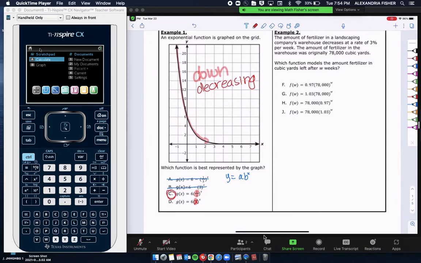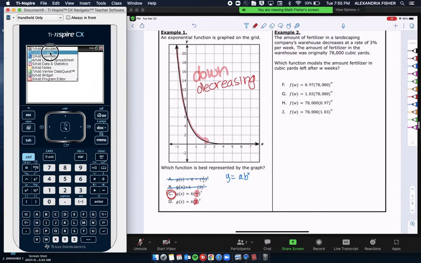But if you forget how to do all this, that's fine. Because what you can do is go to New Document, press No, add Graph, and you can put in D. So let's put in D first. 6, 3, with x on top. And this graph doesn't look like this one. They're opposite. So we know it can't be D.